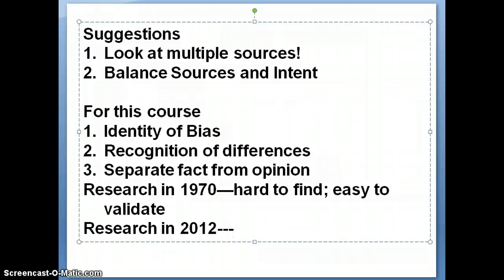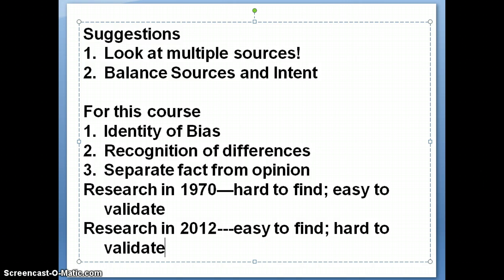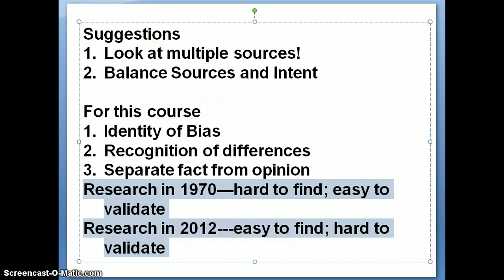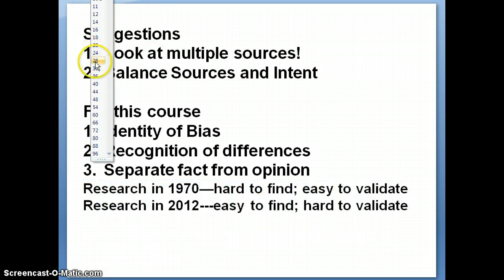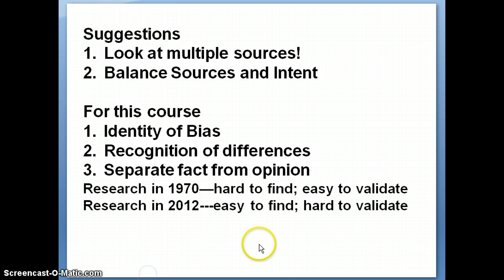So, easy to find, hard to validate. Let me close those up a little bit here so you can see those a little bit better. So, what's a body going to do?